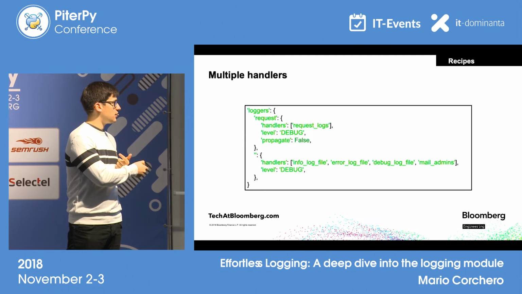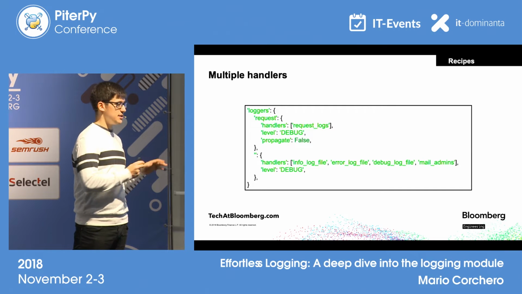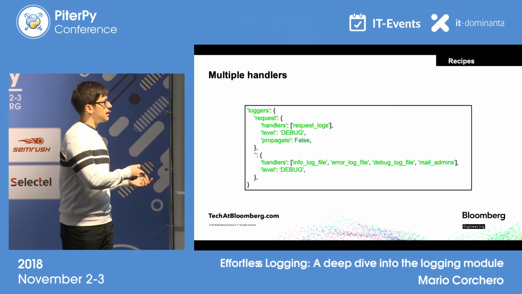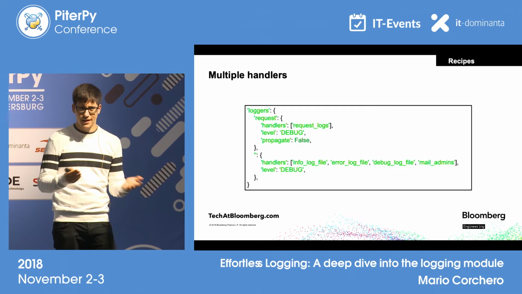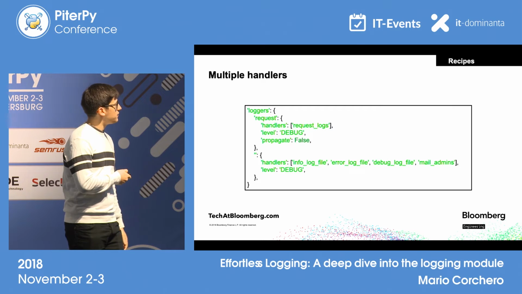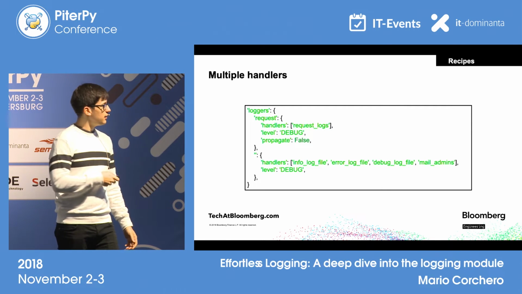So I'm going to have a handler with info, another one with error, another one with debug, and then I have another handler which basically just mails me if there is a fatal error. The way I have configured this is that mail admin is just an SMTP handler. So whenever there is a fatal error, I get the mail immediately because I want to check while my server is on fire. And then I have an info log file, which is just a rotating file, and the same applies to the others.